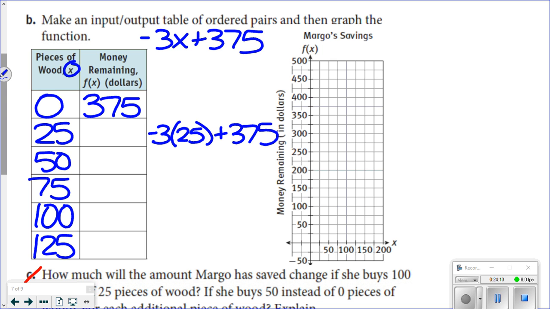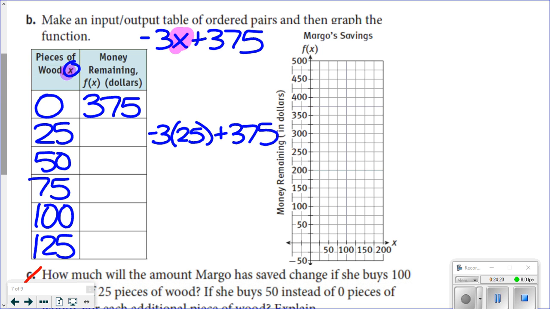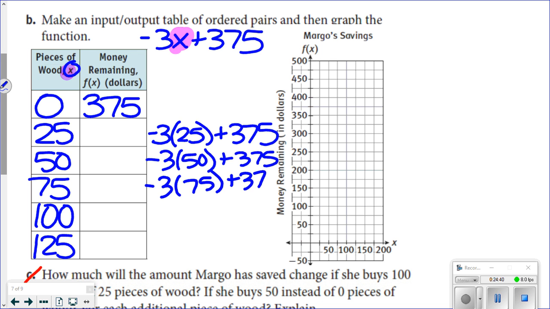So we're taking out the x. It's coming out of the game and it's sitting on the bench. And what we're plugging in is our x values. So we're doing substitution here. Okay, so go ahead and take the time to pause, and I would like you to plug in all of these numbers to fill in the table. You can do it. Make sure you have a negative 3 times 25 plus 375. Go for it.